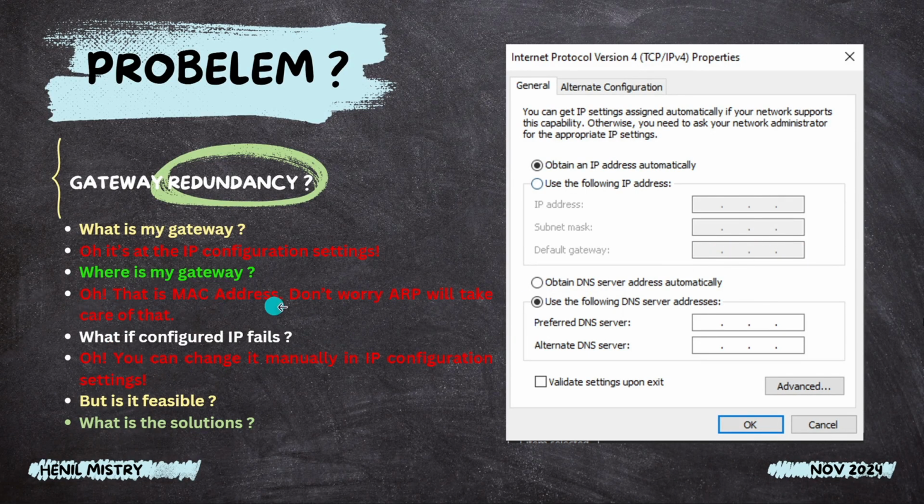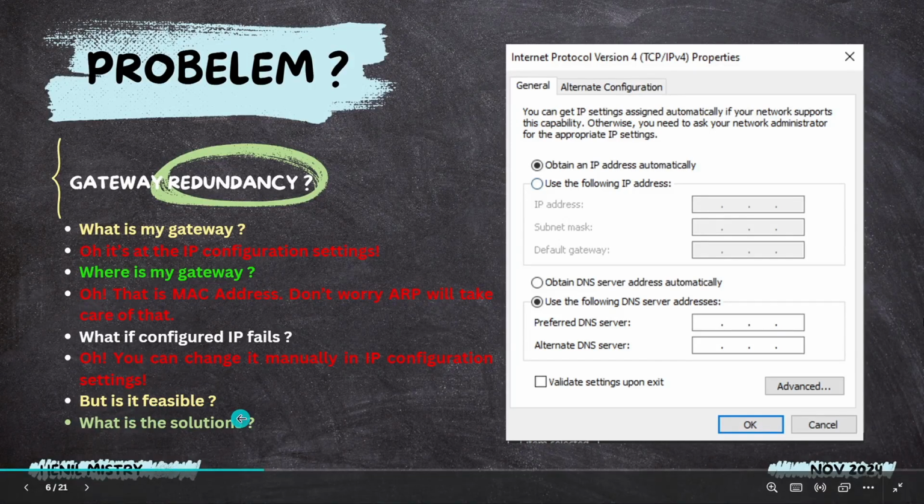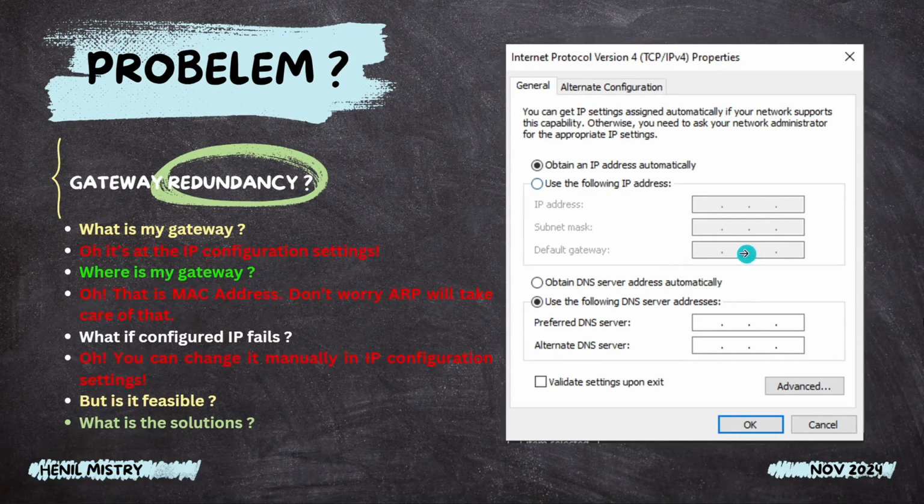So this raises two questions: is it feasible, and what is the solution? It is not feasible, because if you need to configure the default gateway manually, you are asking your users to go and manually change the setting, and users will not like that. So that is not a feasible solution. We need a solution which can introduce gateway redundancy over here.